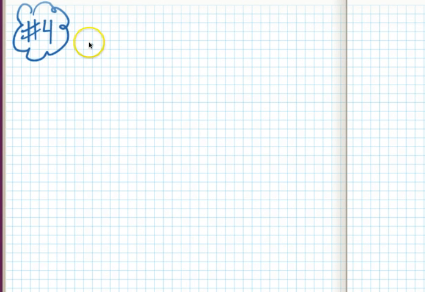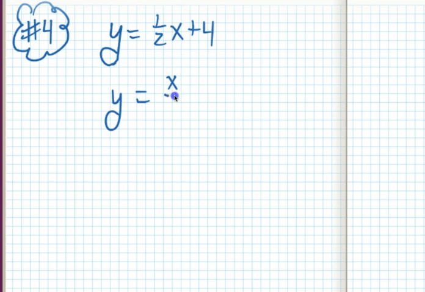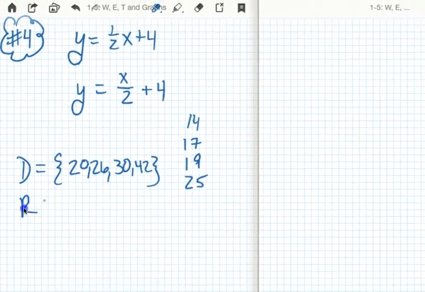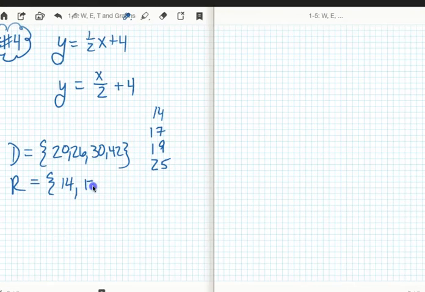Okay, with number 4, the rule should look something like this. y is equal to half x plus 4, or you could have written y equals x divided by 2 plus 4. With your output, you should get 14, 17, 19, and 25. I did not list the domain and range for number 2. I apologize for that. For number 4, the domain is 20, 26, 30, and 42. And for the range, we are talking 14, 17, 19, and 25.